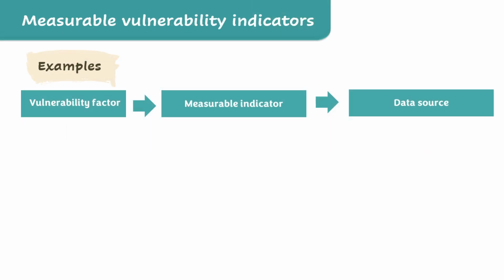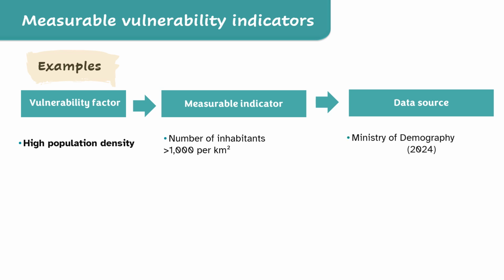To illustrate this, let's look into examples of measurable vulnerability indicators and associated data sources. These are fictive examples. Relevant measurable vulnerability indicators and data sources must of course be customized in each country. The vulnerability factor, high population density, may be defined differently in different countries. For example, it may be defined as a geographic unit with a population density above 1,000 inhabitants per square kilometer. Recent population figures may be available from the Ministry of Demography.